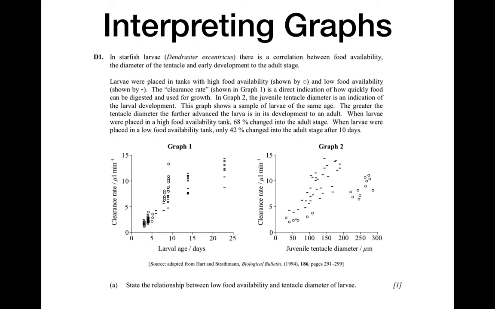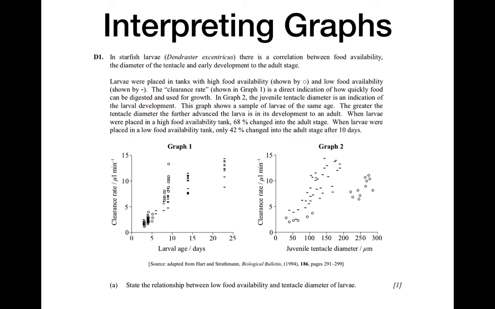Okay, so here's another set of graphs. Here's scatter plots talking about different larvae. So we again have two different symbols. So we have the circle are the larvae with high food availability and the line with low food availability. Okay, so the clearance rate they're showing is indication of how quickly food can be digested and used for growth.